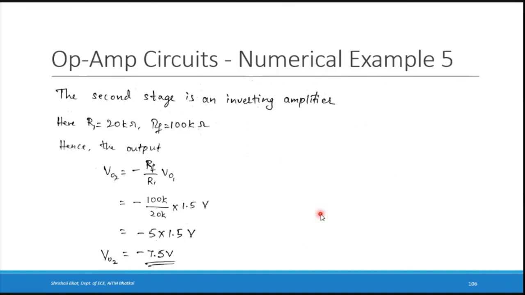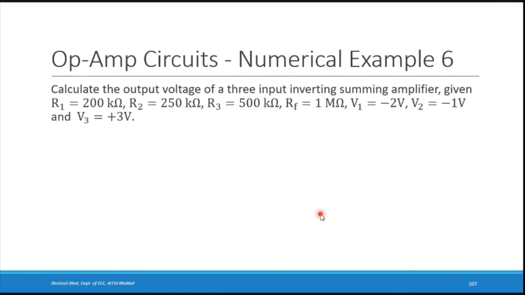Next, we will move on to the next application, that is the inverting summing amplifier. Here you are asked to calculate the output voltage of a 3-input inverting summing amplifier, given R1 is equal to 200K, R2 is 250K, R3 is 500K, RF is 1 mega ohm. So these are all given in the question. V1, V2, V3 are also given as -2, -1 and +3 volts. We are asked to find the output voltage.